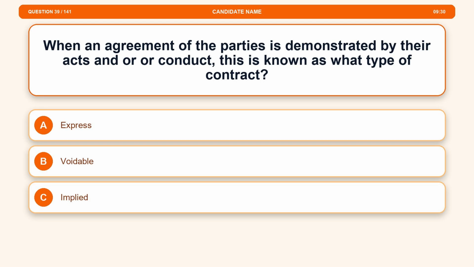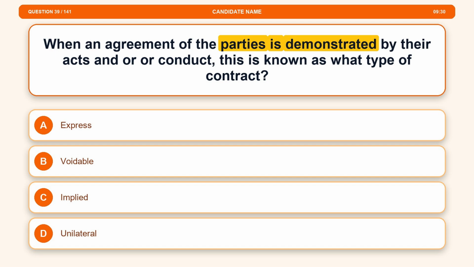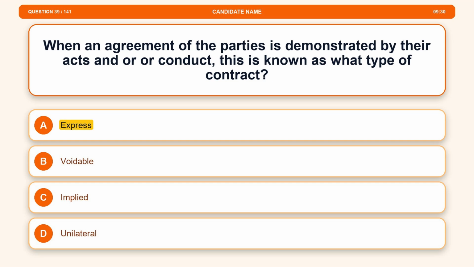Question 39. When an agreement of the parties is demonstrated by their acts or conduct, this is known as what type of contract? Option A, express. Option B, voidable. Option C, implied. Option D, unilateral.